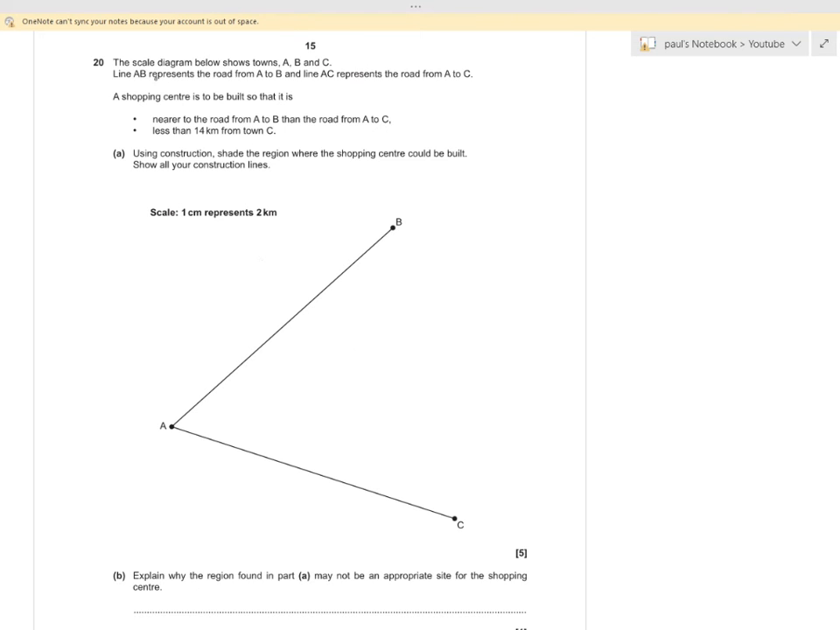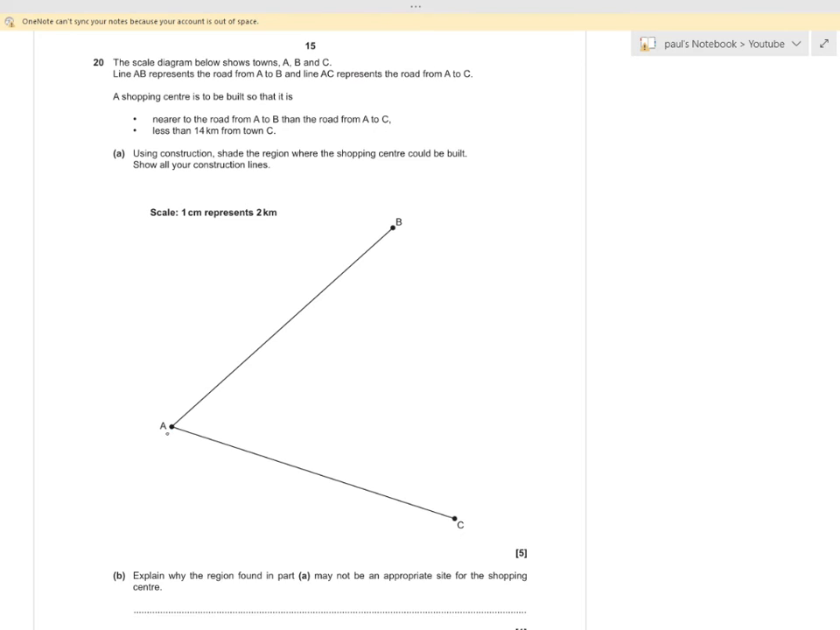The large-scale diagram below shows towns A, B, and C. Line AB represents the road from A to B. And line AC represents the road from A to C. The shopping centre is to be built so that it is nearer to the road from A to B than the road from A to C. So we have to bisect these two.